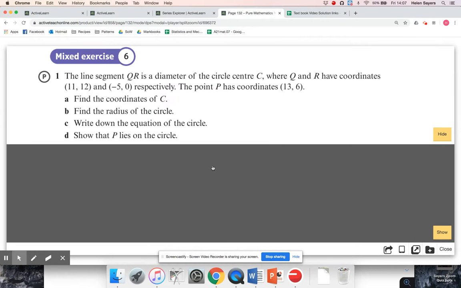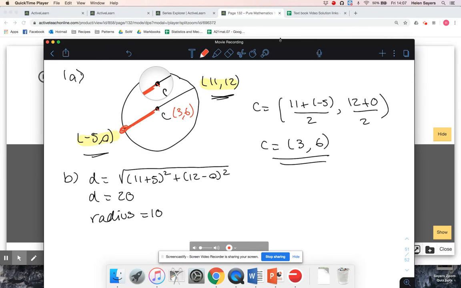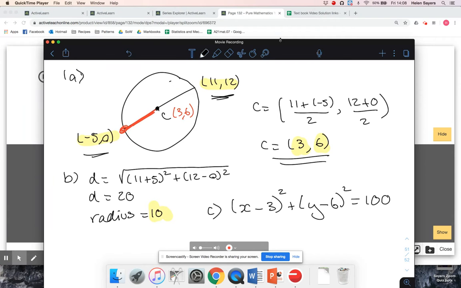Okay, so write down the equation of the circle. Okay, so the clue in the wording there is write down. So they're basically telling us that we've got the information. Just got to get it written down in a clear form. So equation of a circle: x minus the x coordinate of the centre squared, plus y minus the y coordinate of the centre all squared, equals the radius squared. Okay, so you need to make sure you know that.